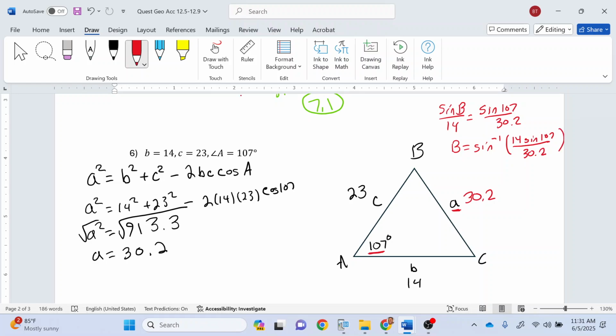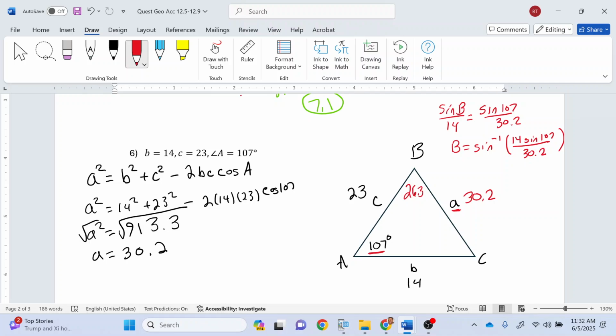So capital B is going to be, luckily with triangles, after you get the first angle, the second angle comes for free. It doesn't matter which one is on top or bottom, as long as you're consistent. So if you put sine on top on the first one, you've got to put sine on top on the second. So 14 sine 107 over 30.2. I end up getting 26.3.